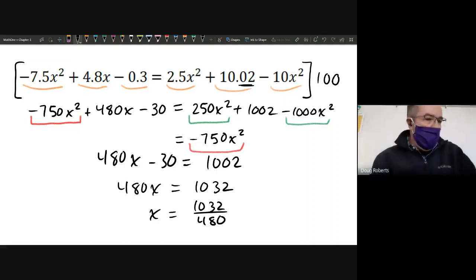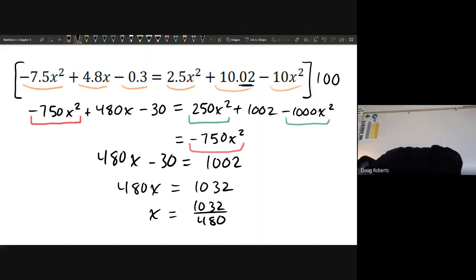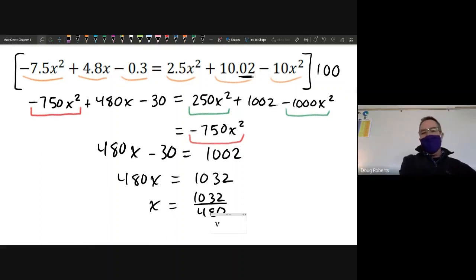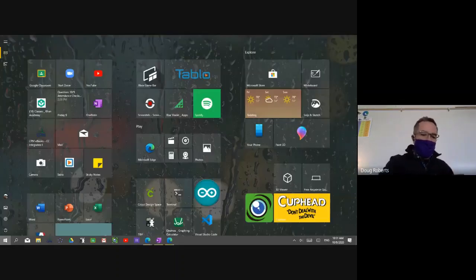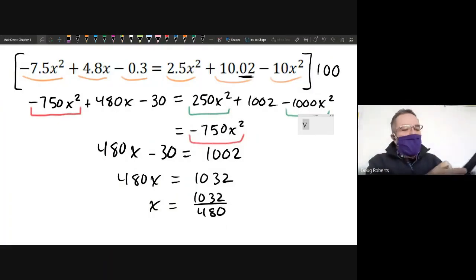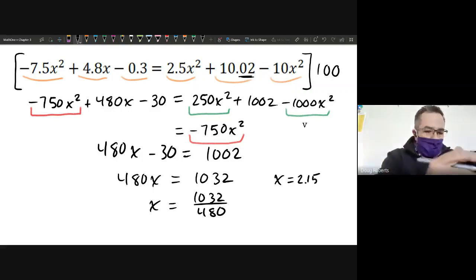At no point in this problem did I feel compelled to grab a calculator and check arithmetic, right? Because we're basically just sitting here and we're just typing in values, right? And as we type in those values, you can see, and now at this point, I do want to grab a calculator. So I'm going to take the 1032 and divide it by 480, and we get exactly 2.15. So x is 2.15.